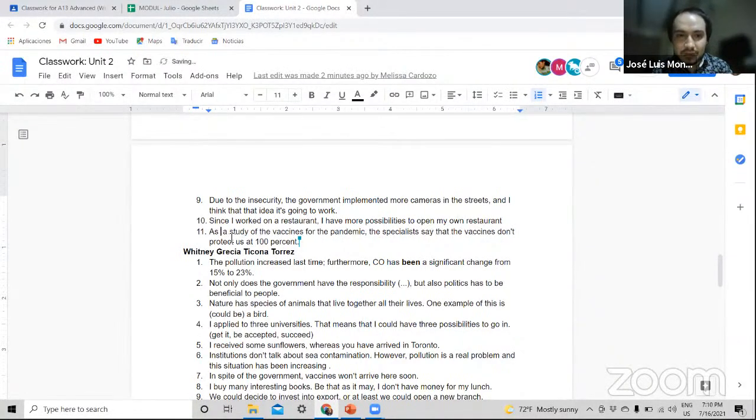My advice here, Mariana, would be to say "as a result of the study". So this is going to give the main idea, right? Well, I hope that Mariana can see this later on. If we don't write that, it's going to be incomplete. As a result of the study, related to the vaccines and so on, the specialists say that the vaccines don't protect us at 100%. So I'm going to repeat this one more time.